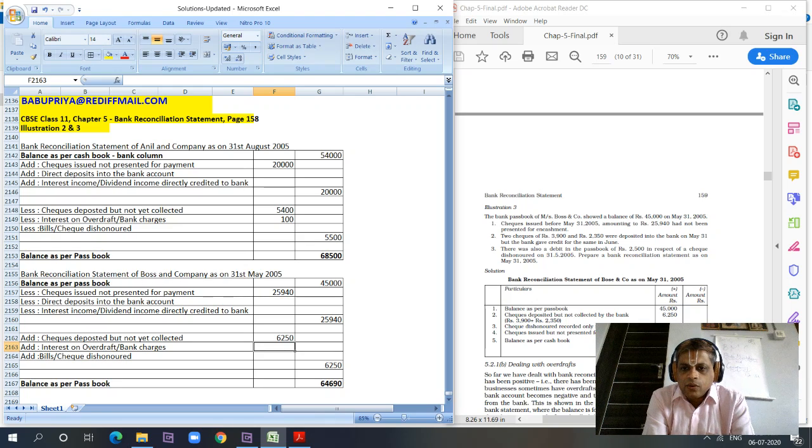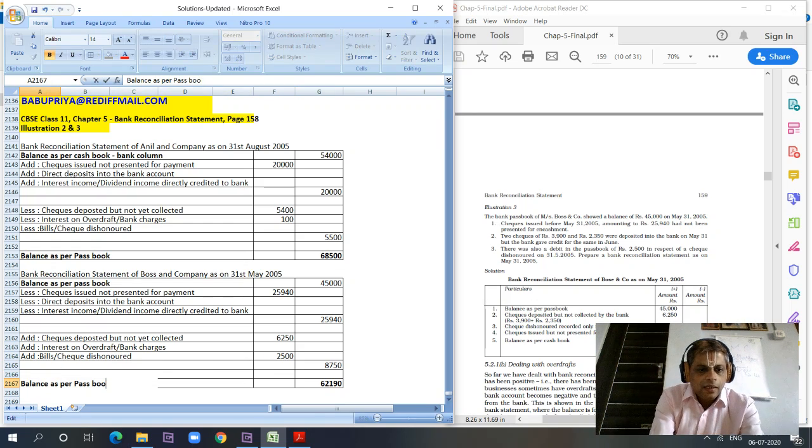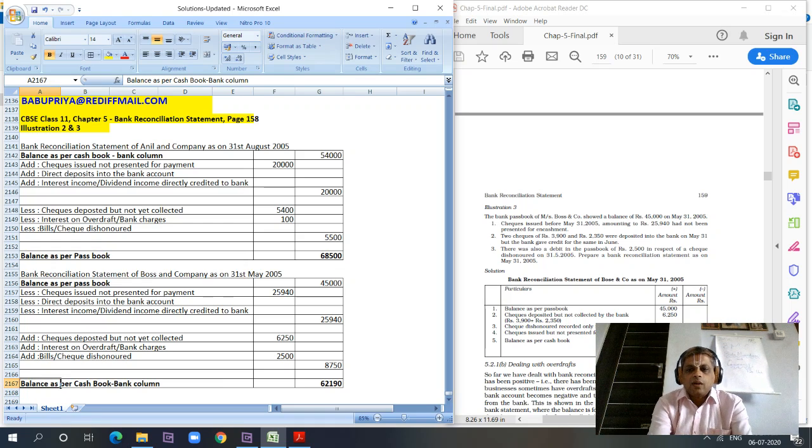There was also a debit in the passbook of 2,500 rupees in respect of a check dishonored on 31st May 2005. So the check dishonored, the bank has reduced the balance, whereas in cash book the balance is not reduced because we have not received the advice. Add checks dishonored, which is equal to 2,500. So the balance as per cash book bank column is equal to 62,190. Then is there anything that we have missed here?